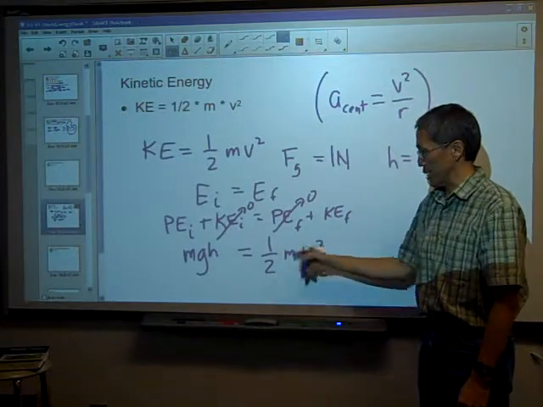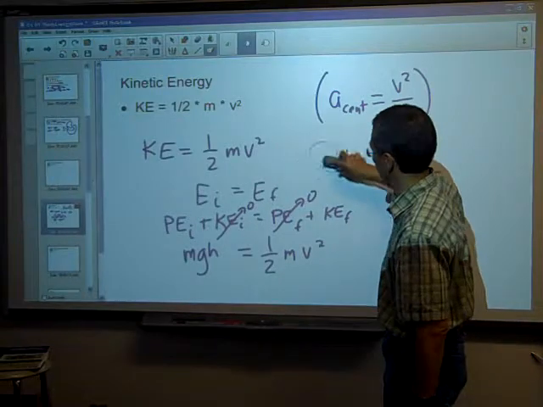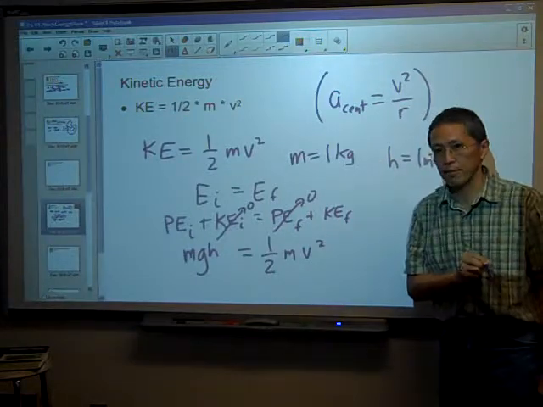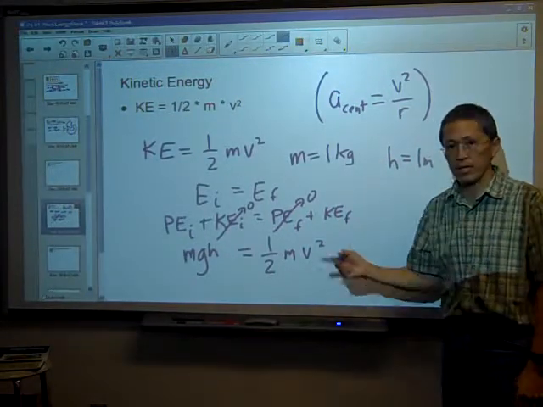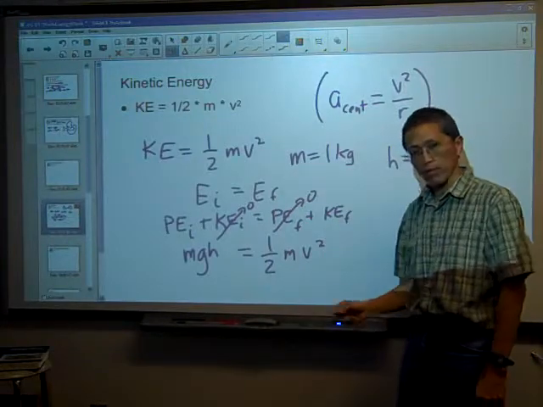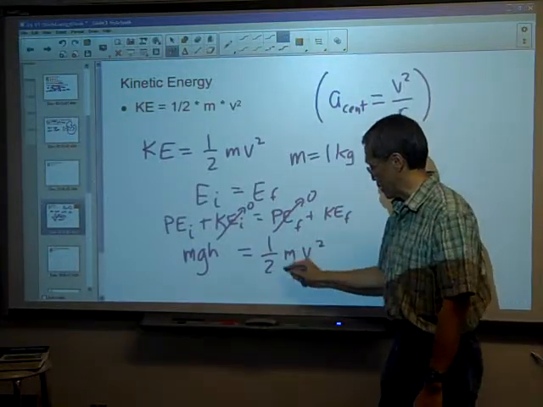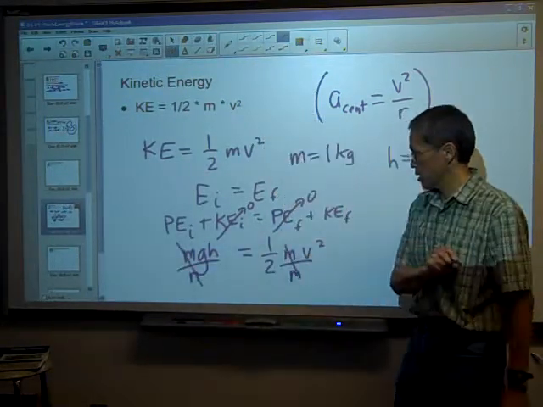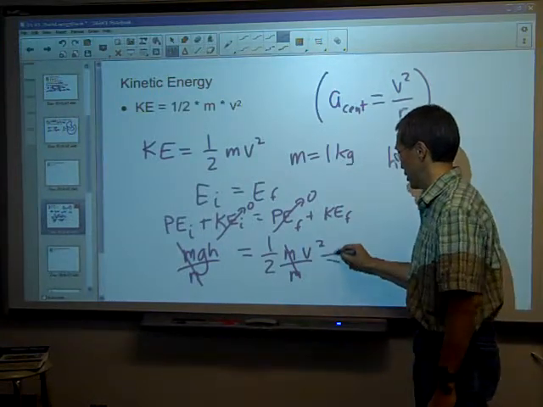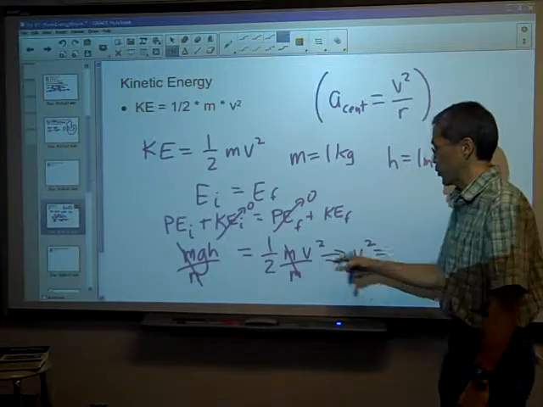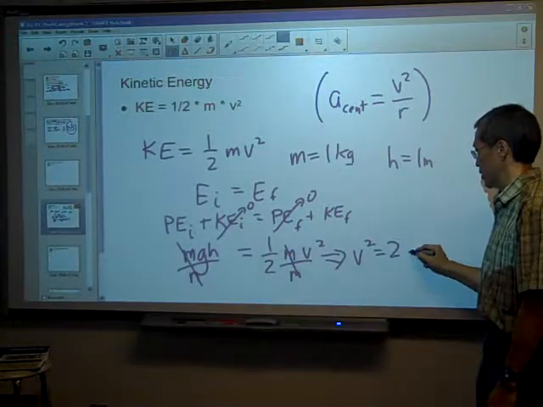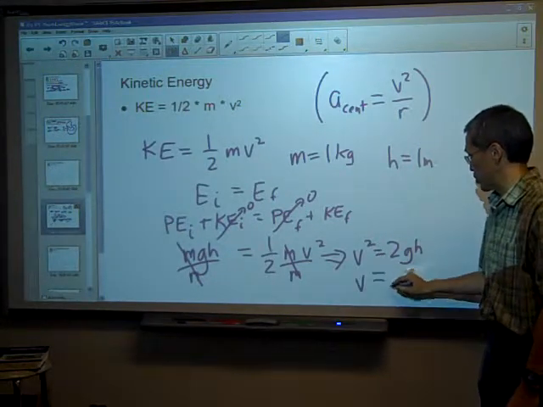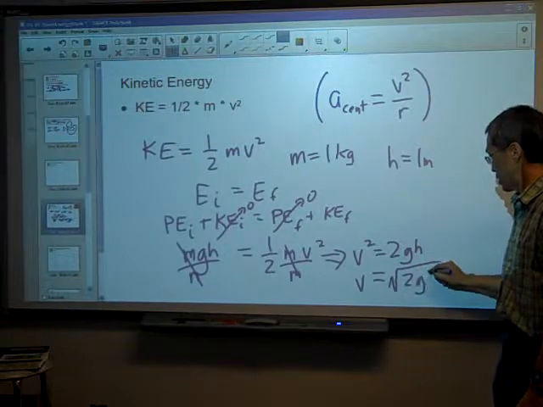Actually, let's instead of making it a force of 1 Newton, let's make it a mass of 1 kilogram. It actually doesn't matter. Why doesn't it matter? Anybody see? It doesn't matter because if I divide both sides by m, the m's go away. And so my v squared must be equal to 2 times gh. And we've seen that equation before, I believe. So my v must be equal to the square root of 2gh.